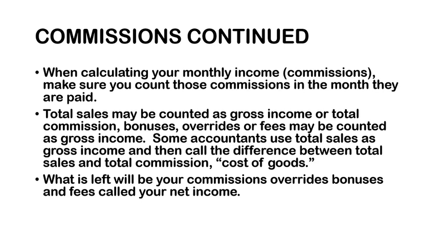What some accountants do is use your total sales as gross income, and then they call the difference between sales and total commission cost of goods. And it's fine to do it either way. The bottom line is still going to work out the same. And what is left, your commissions, overrides, fees, is going to be called your net income. Whichever way your accountant does it, they'll arrive at that same number.